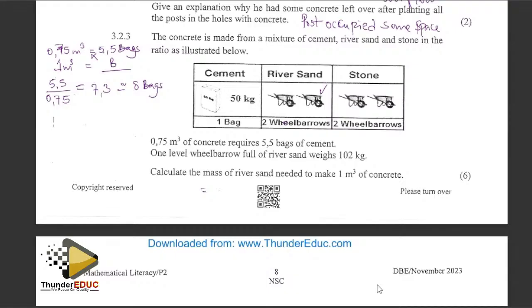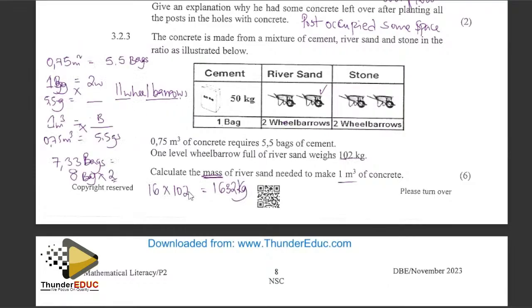So here it says if you have 1, you have 2 wheelbarrows. Now I have 8 bags. That means I need 16. But each wheelbarrow is this much. So I'll get my 16 times that much, and the answer will become 1,600. The mass is this one here, for one level wheelbarrow. So we needed to find out how many wheelbarrows we need.